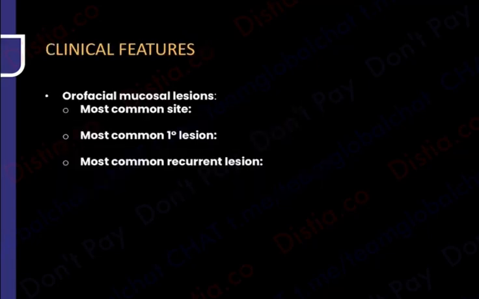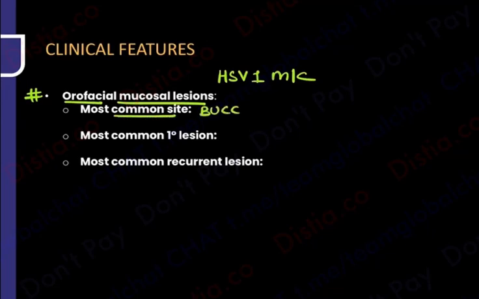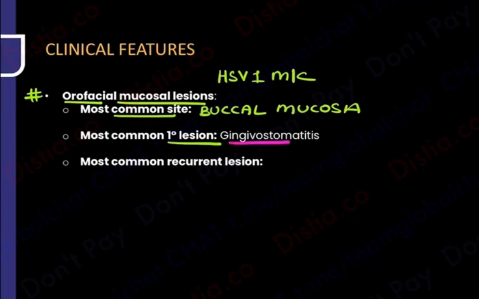Now let's go into the details. Let me ask you. They say there is a case of herpes and you said orofacial mucosal lesions. Orofacial, HSV1 or 2? Of course, we will say HSV1 is going to be the more common. But what is the most common site where it's going to occur? Most commonly, it's going to be the buccal mucosa. And if you're saying buccal mucosa, what is the lesion in the buccal mucosa? It is gingivostomatitis.